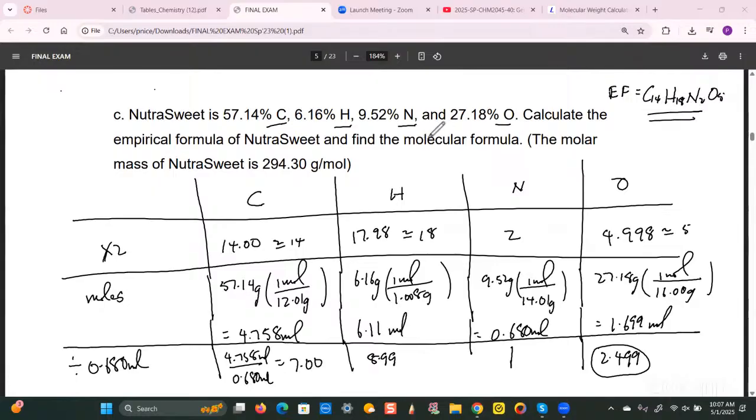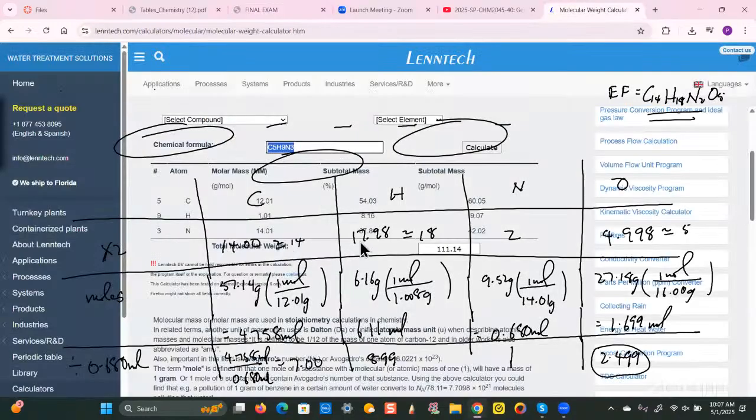But we're not finished yet, because the question is asking not only for the empirical formula, it's asking for the molecular formula, and we're going to use this. So how do we get from the empirical formula to the molecular formula? Okay, so let me again use my trusty molar mass calculator. 2, 5.